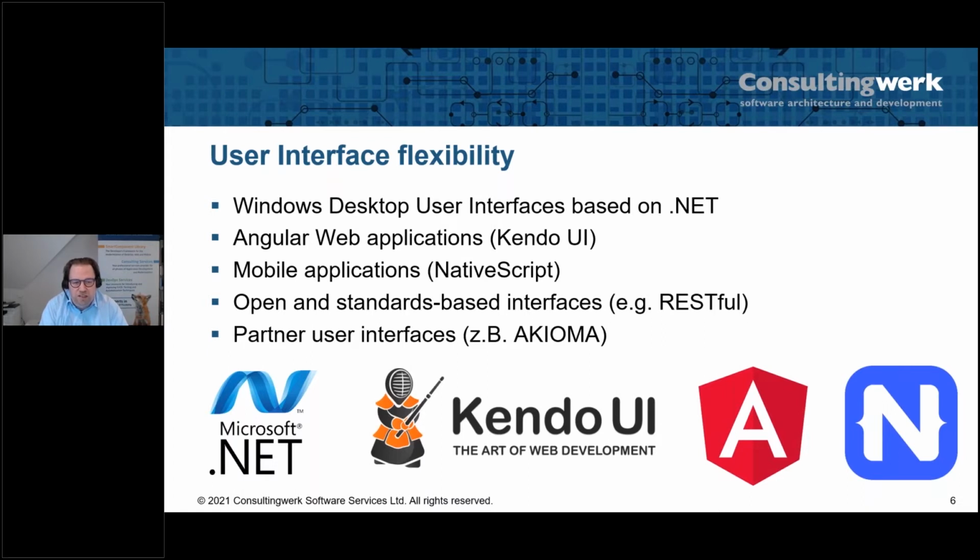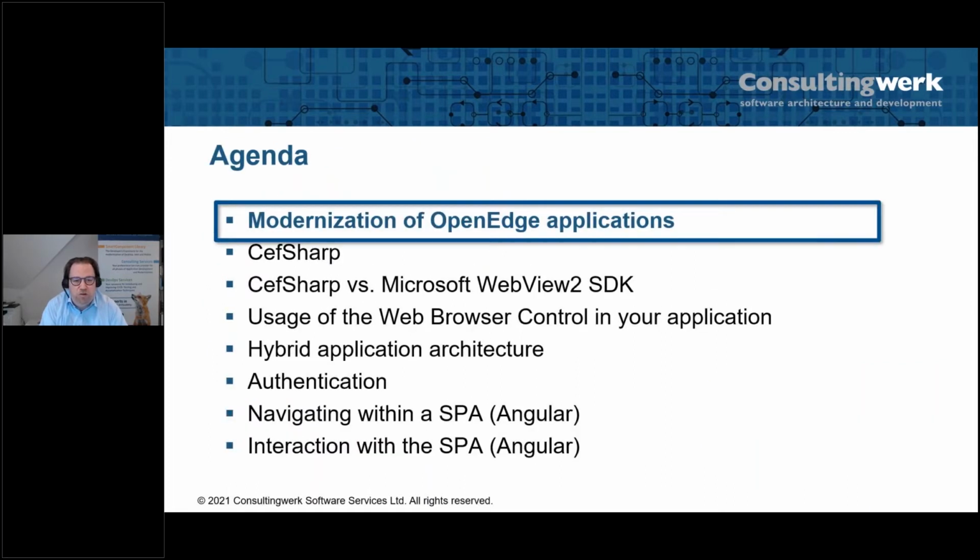We provide a framework for Angular-based web applications, where we also use the GUI components from Progress's Telerik branch. Mobile applications based on NativeScript with a lot of similarity in the development model with the Angular web application. That's quite nice. We provide open standard-based interfaces such as RESTful, which allows customers to build their own front ends if they prefer. And we have partners that have built their own alternative front ends on top of our back end. So there's quite a variety of user interfaces that can be used with the Smart Component Library.